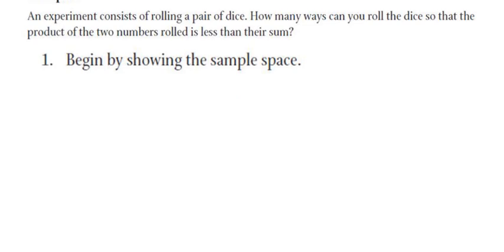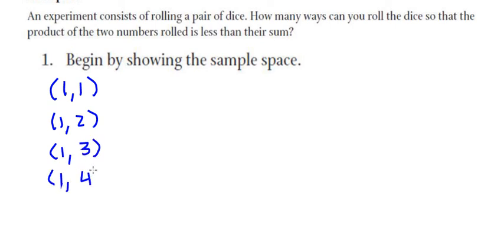And when you're rolling a pair of dice, you have a situation where there's going to be 36 possible outcomes because you could roll a 1 and then a 1, or you could roll a 1 and then a 2, or a 1 and then a 3, or a 1 and then a 4, and so on and so forth here.